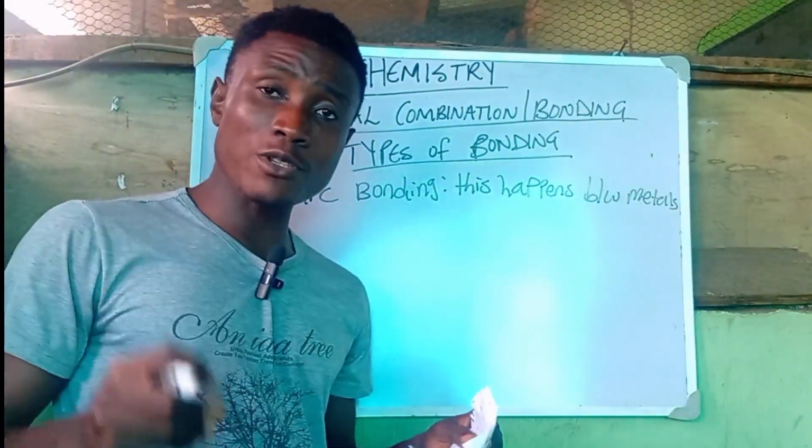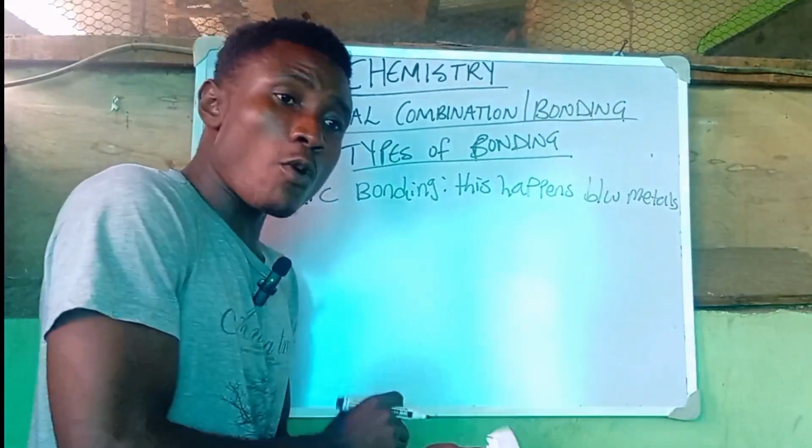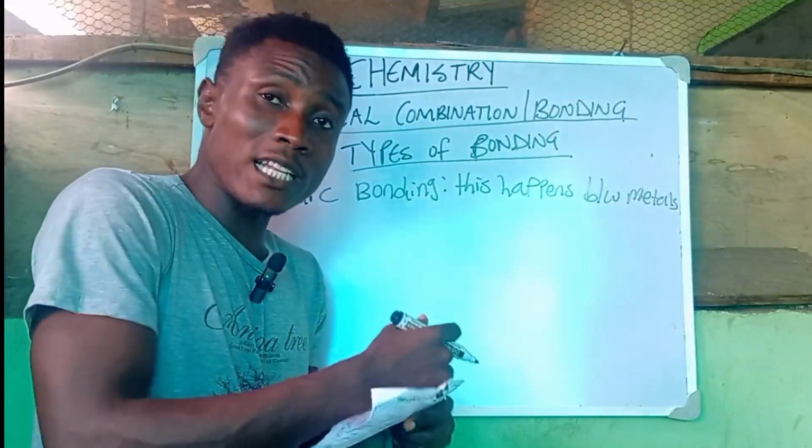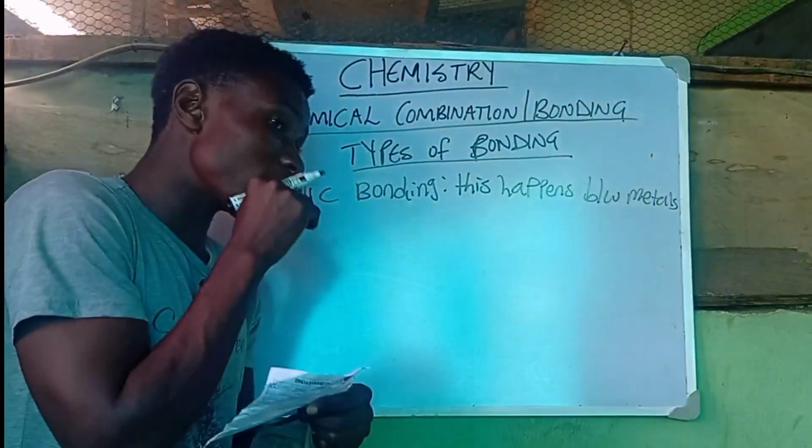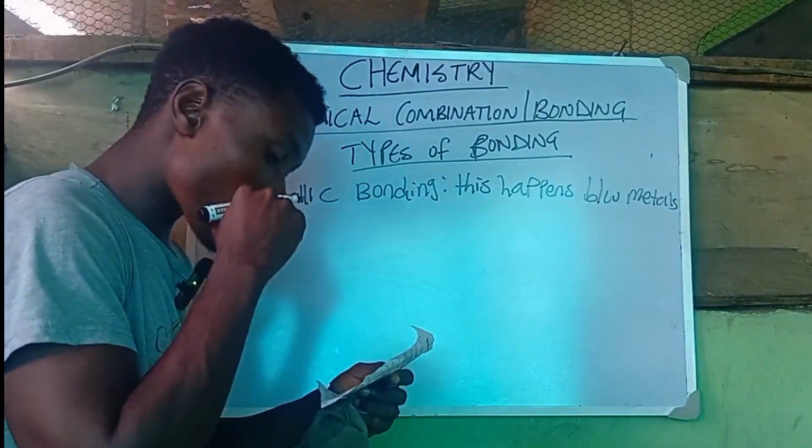The first one, which is ionic, happens between metals and non-metals. The second, which is the covalent, happens between non-metals. But this last one, or this fourth one, which is metallic bonding, happens only between metals, right?